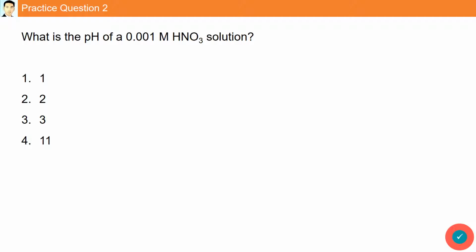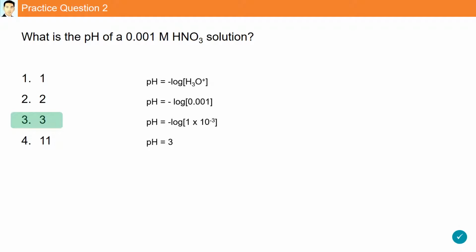Practice question. What is the pH of a 0.001 molar HNO3 solution? The negative log of 0.001 is 3.